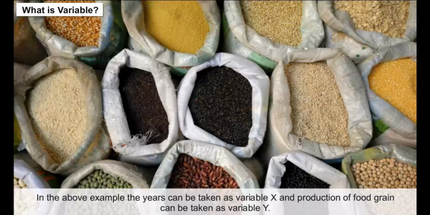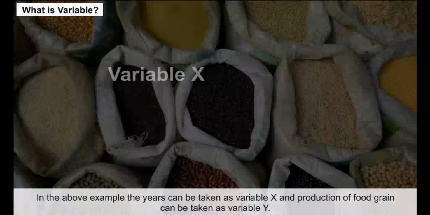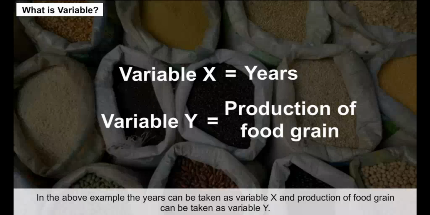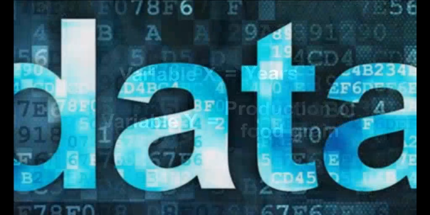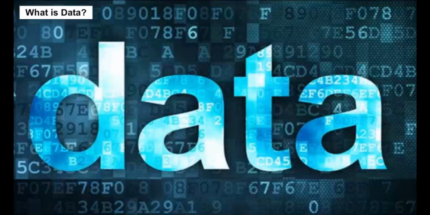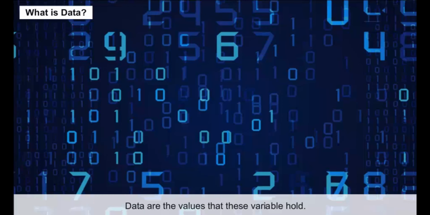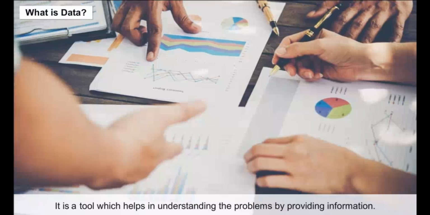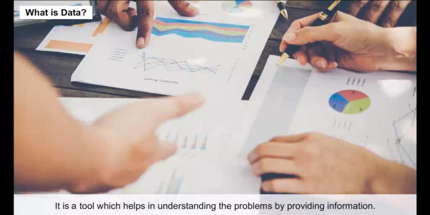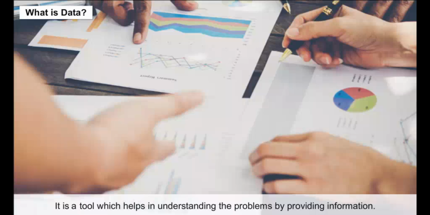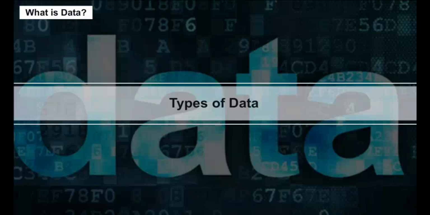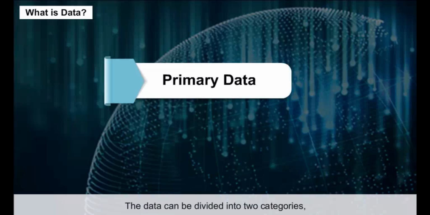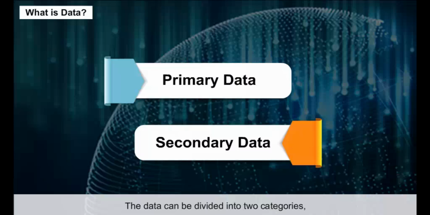In the above example, the years can be taken as variable X and production of food grain can be taken as variable Y. What is data? Data are the values that these variables hold. It is a tool which helps in understanding the problems by providing information. Types of data. The data can be divided into two categories: primary data and secondary data.